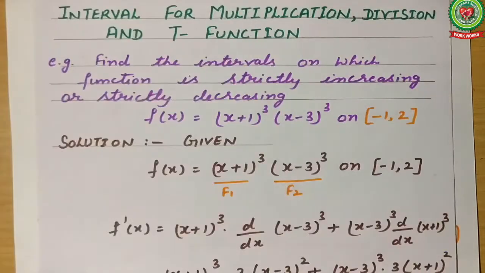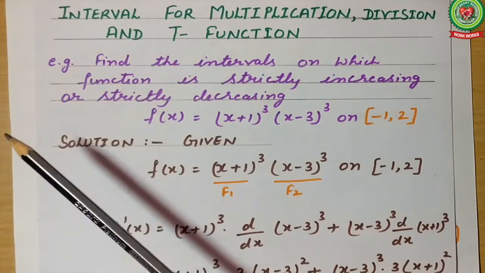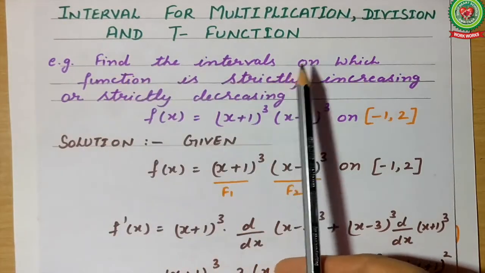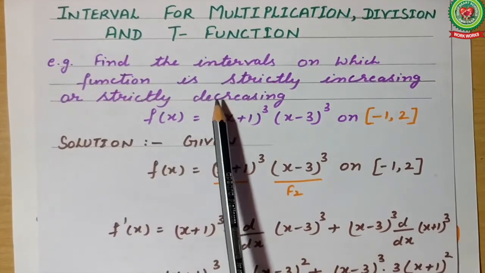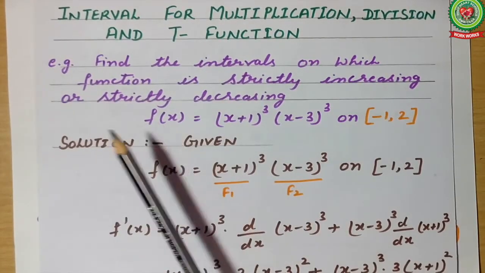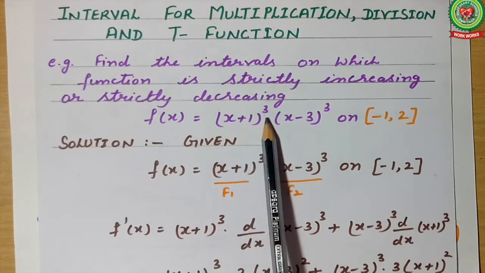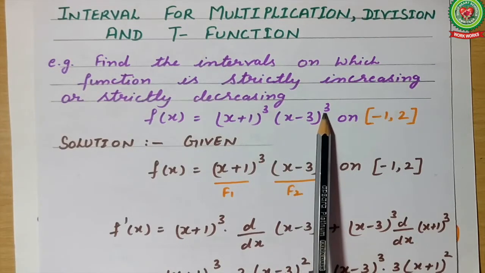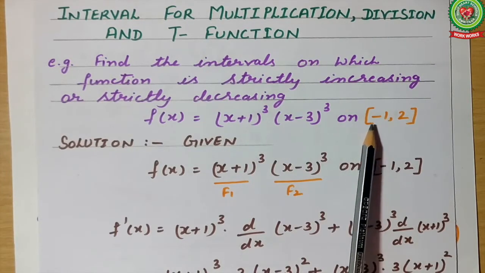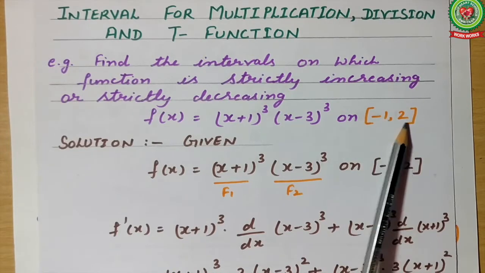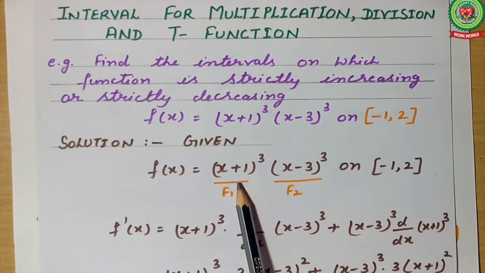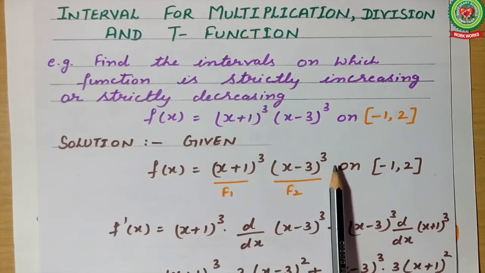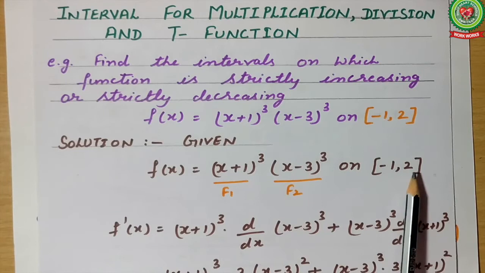After that I am taking one example for more understanding. Find the interval on which the function is strictly increasing or strictly decreasing. Now f(x) is given to you: (x plus 1) whole power 3, (x minus 3) whole power 3 on the given interval minus 1 comma 2. So the given function is f(x) equals (x plus 1) whole cube, (x minus 3) whole cube on [minus 1, 2].